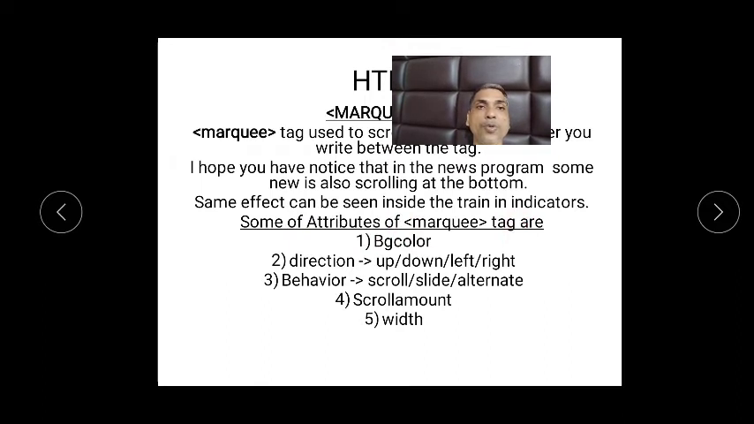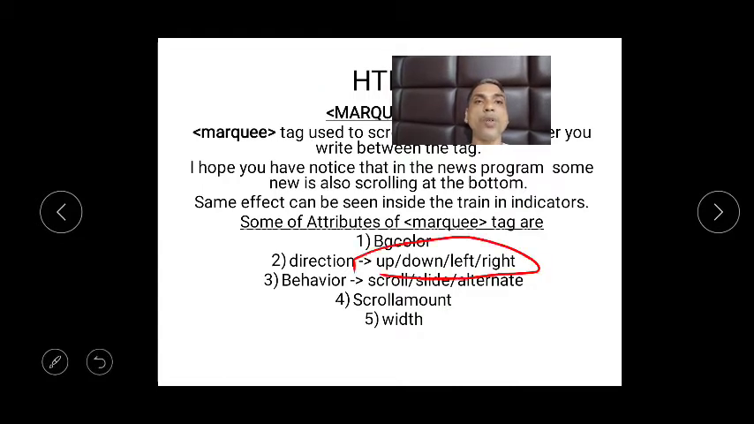Now there are many attributes. Attributes are like properties or features that describe more about that particular tag. Here you can see that bgcolor is one of the attributes. Then direction, with different values like up, down, left, right. Behavior is also one of the attributes, with values scroll, slide and alternate. Scroll amount is again an important attribute, and width. Apart from this there are other attributes also, but these are very important.